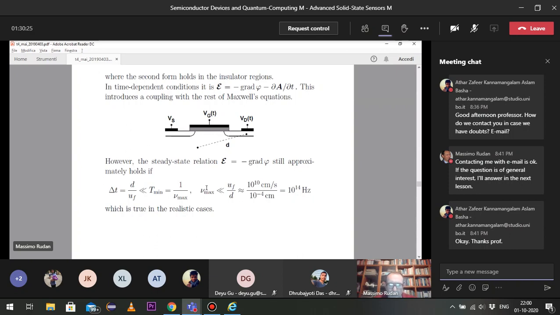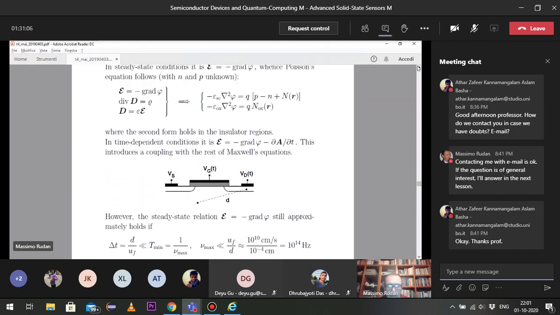We assume that E is equal only to minus the gradient of phi. So out of the Maxwell equations, it is sufficient to consider only the Poisson equation, and we neglect all the rest of the Maxwell equations. This approximation, that of course is very welcome because it simplifies the model very much, is called the quasi-static approximation. Beware that we are neglecting the time derivative of the magnetic potential.